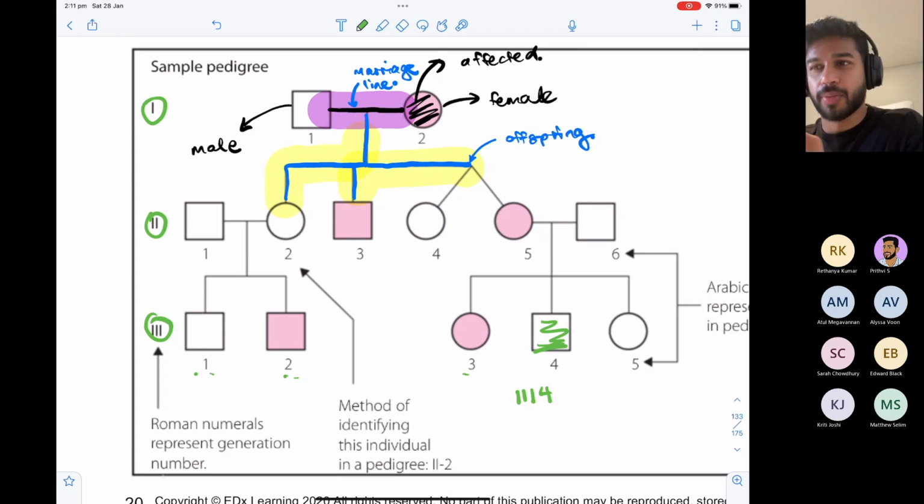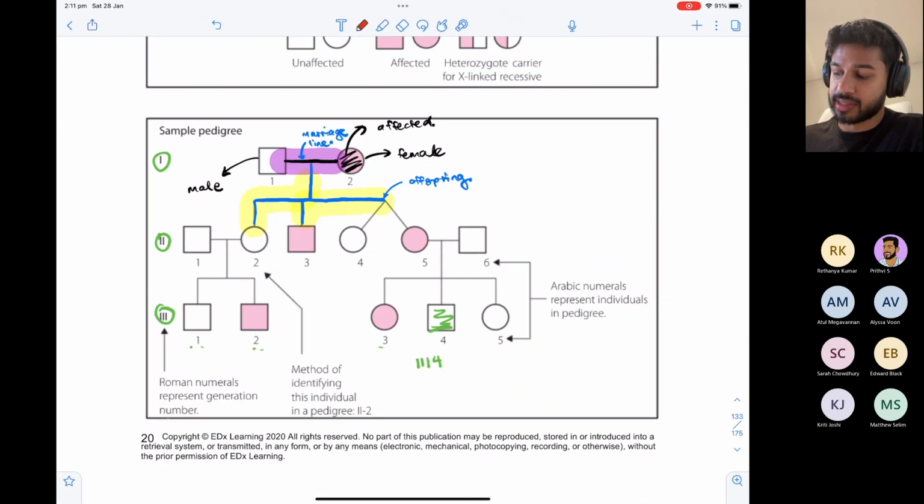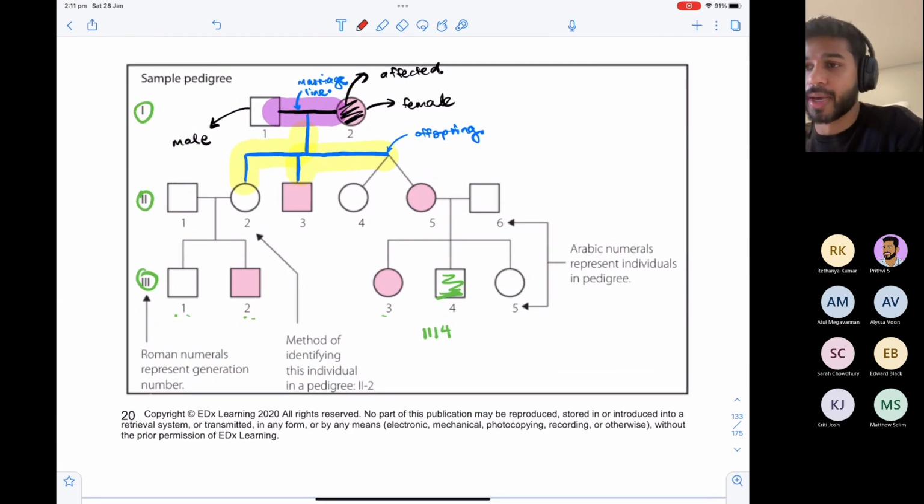Now, this is probably the most important thing I'll tell you about constructing and interpreting pedigrees. If you are going to create your own pedigree, the one thing that most students miss out on in an exam, can anyone tell me? If you were to draw your own pedigree, what do you think is the biggest thing that most of your peers will miss out on in their exams? Any ideas? Let's go to Sarah.